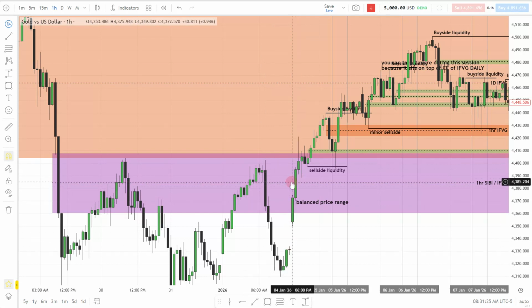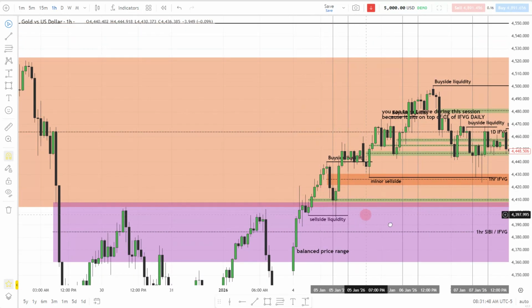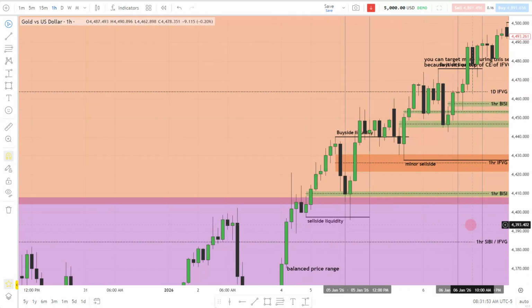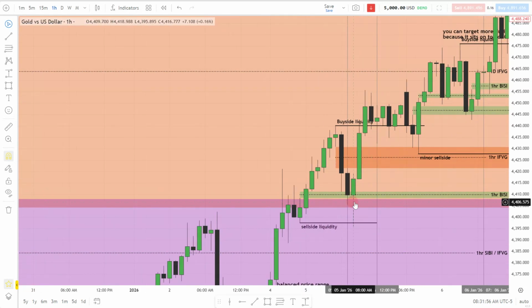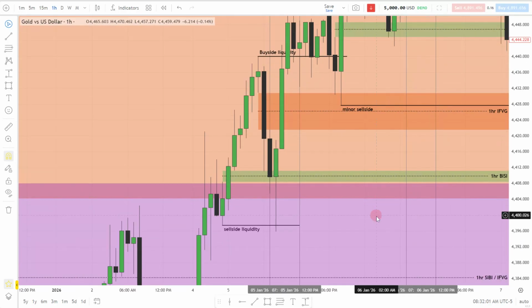So price was balanced. I don't know how to say that, but those imbalances were quickly filled, and there wasn't a need for price to retest these imbalances again. So we can see that price printed strongly, with its candlestick bodies hammering on top of this 1 hour BC.